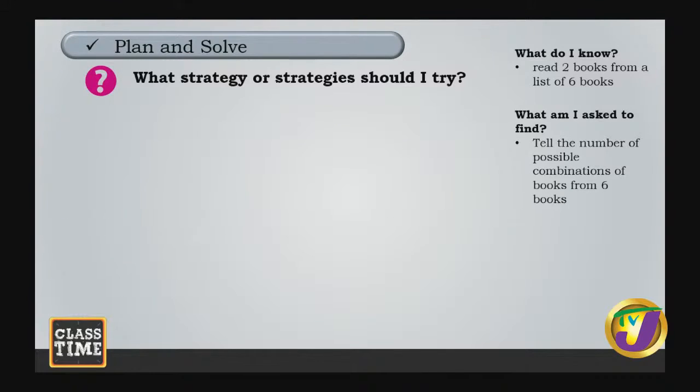What strategy could we use? We could use our reasoning. And remember, we are suggesting that there are different strategies too. We could have used another solution. We could have used a drawing, a diagram. We could have made a model, right? So it's up to you. But for this case, we are going to be using reasoning.